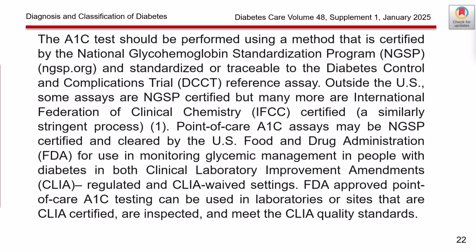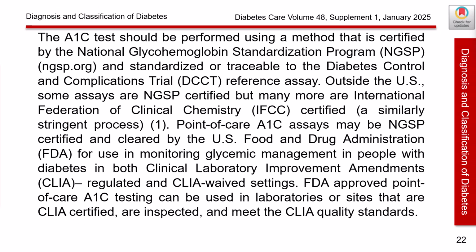The glycated hemoglobin test should be performed using a method that is certified by the National Glycohemoglobin Standardization Program and standardized or traceable to the Diabetes Control and Complications Trial Reference Assay. Outside the United States, some assays are National Glycohemoglobin Standardization Program certified, but many more are International Federation of Clinical Chemistry certified, a similarly stringent process.